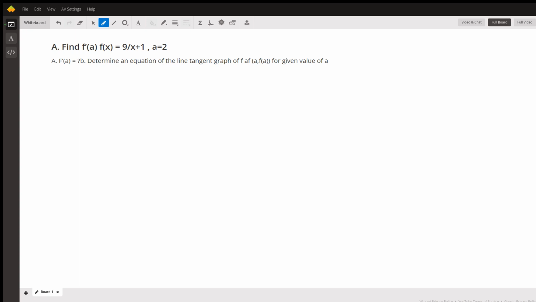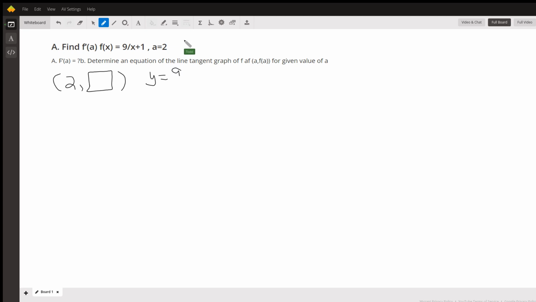What I would do is first find the y coordinate of the point they're talking about. When they say a is equal to 2, that's the x coordinate. So 2, something, is the point they're talking about. I've got to find that y coordinate, so I would do that first.